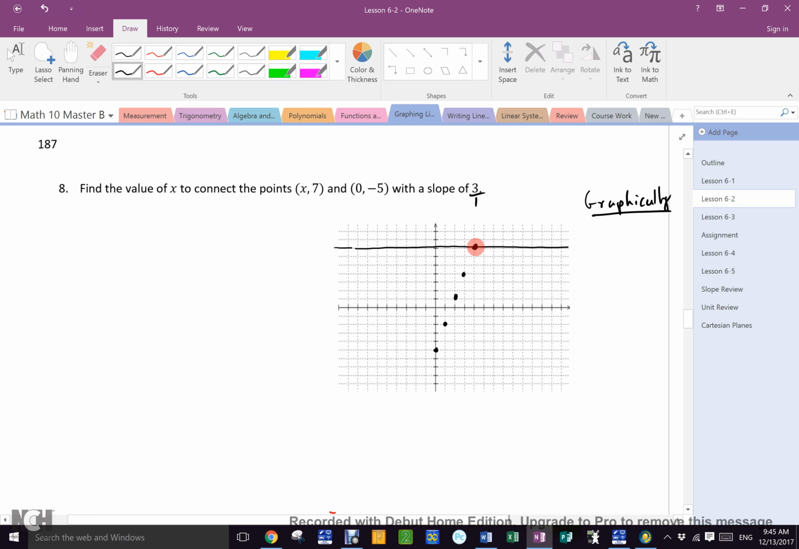Sooner or later, 4 dots are going to show up on my screen. There it is. And I hit it right there. There is my y value of 7. And it had an x value of 4.